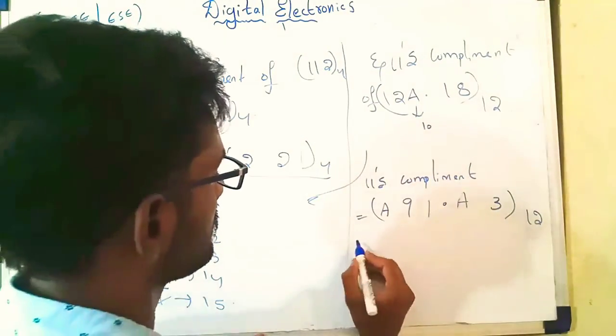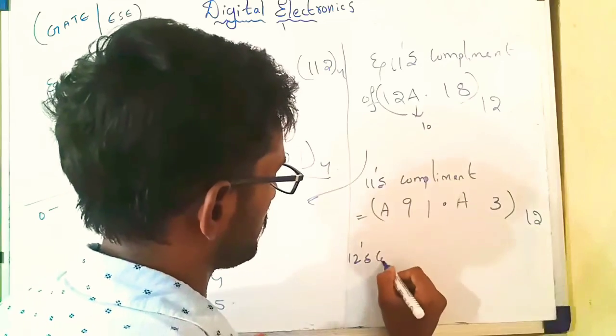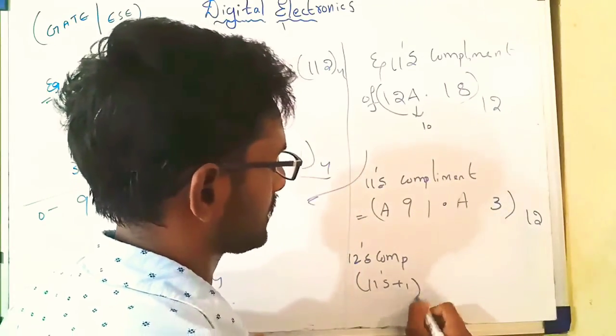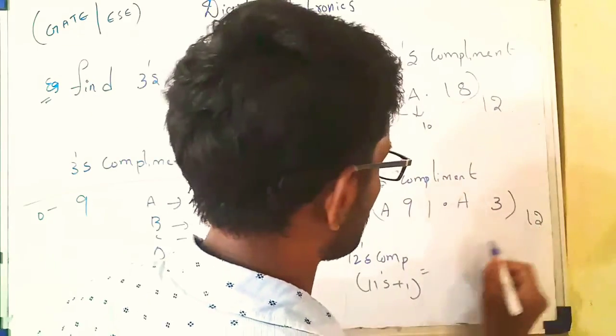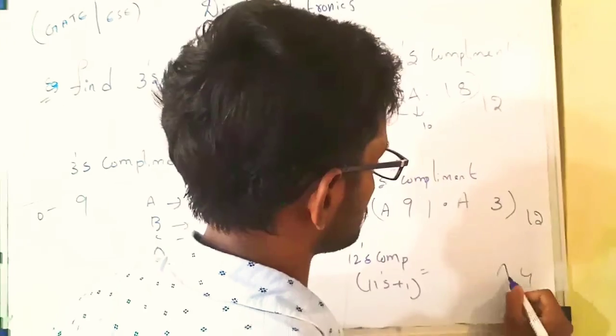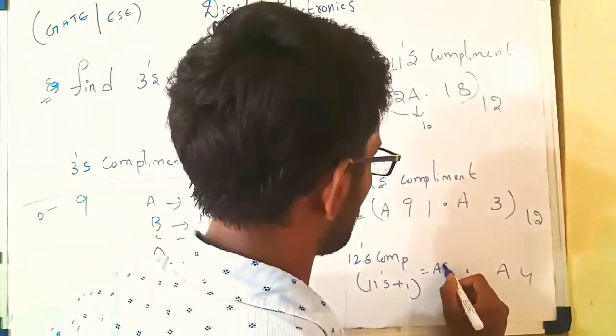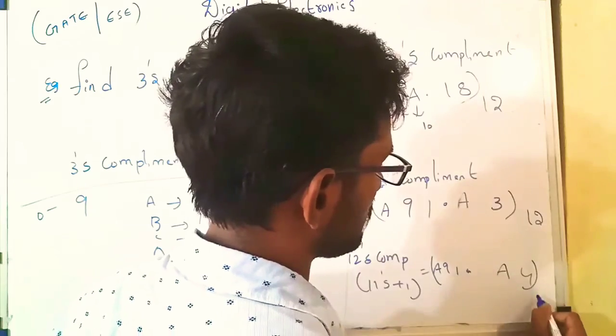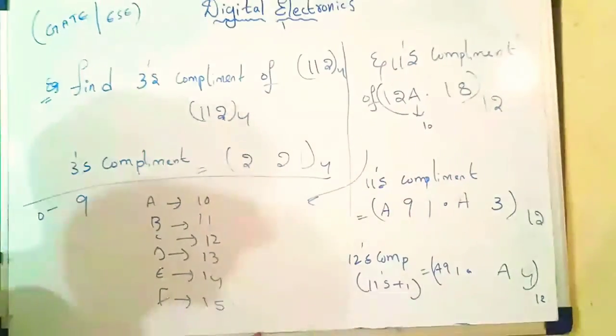And for getting the 12's complement, just add 1 to the 11's complement. Add 1 here. If we add 1 here, the value is 4. This is A. Here the remaining are all the same. A91.A4. This is the 12's complement.